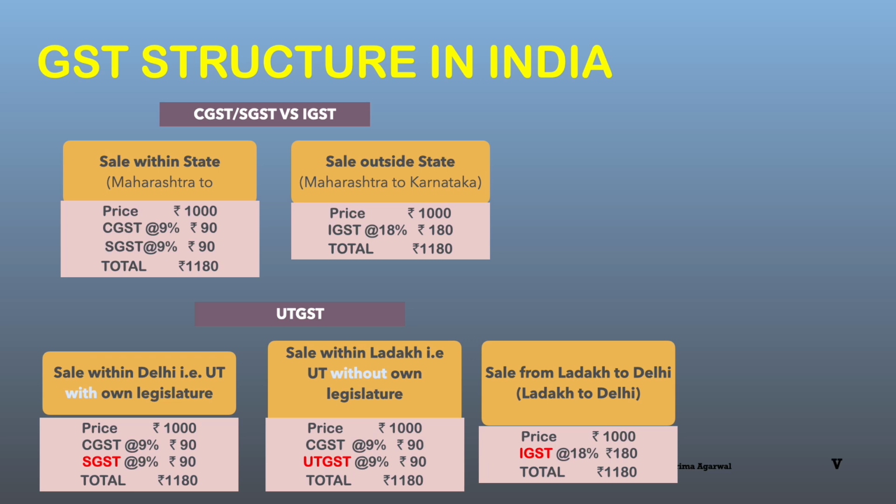So the price is all same, but what type of GST will be applicable? In case of interstate sales, it will be IGST. While if there is a within the same state sale, then it will be CGST and SGST.